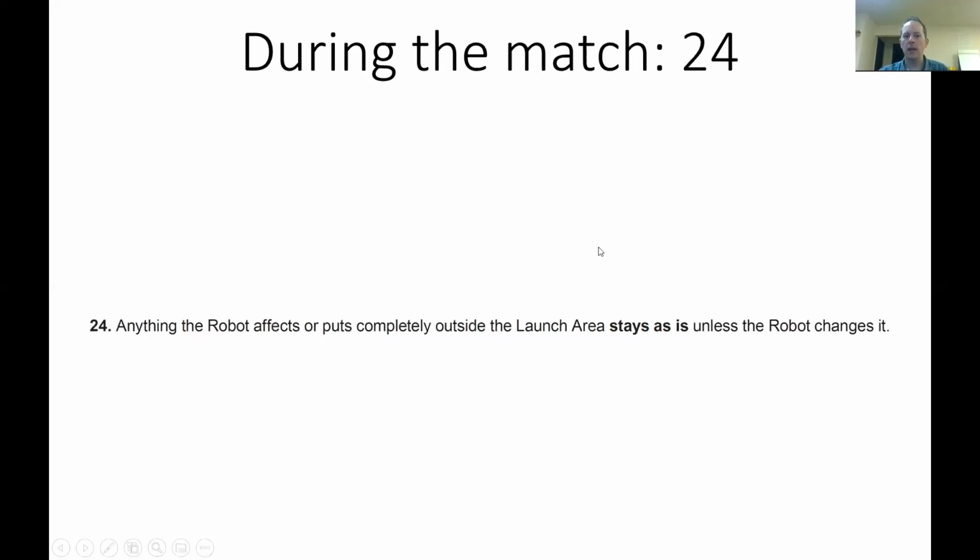So anything the robot affects or puts completely outside the launch area stays as is unless the robot changes it. So one of the things that you'll do a lot when you're developing is, oh, let me reset the mission model and try it again. You're not allowed to do that during a match. If you cause something to go weird with a mission model out on the field, you're not allowed to say, oh, we're going to try it again. Let me go reset it. You can launch your robot again, but you can't go interact with that mission model.